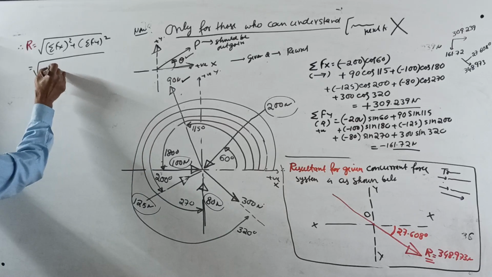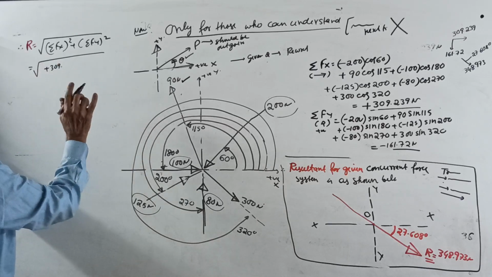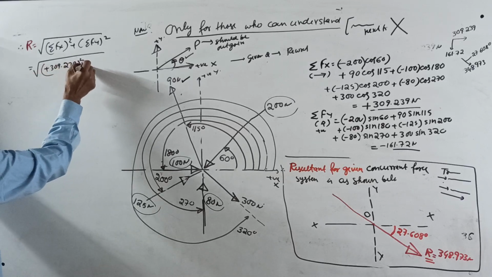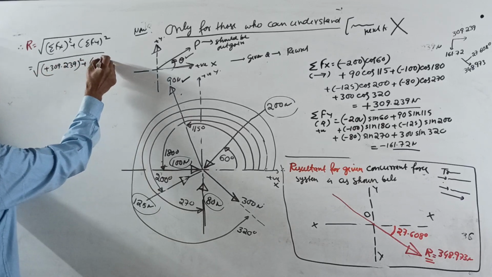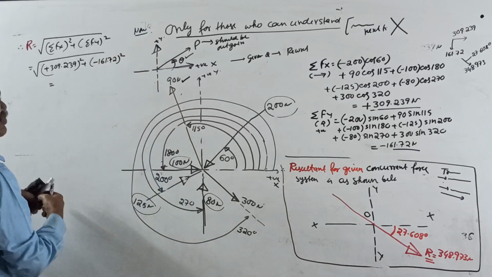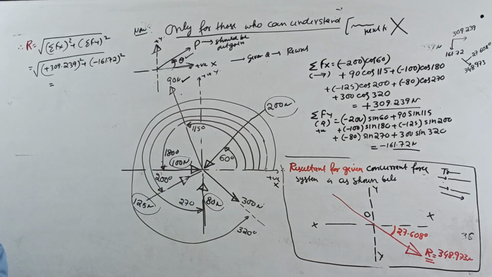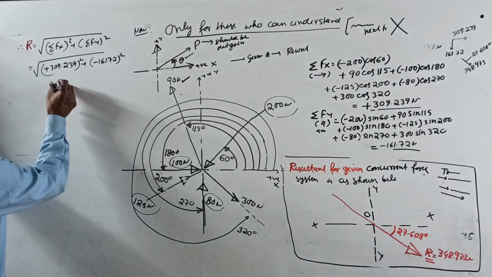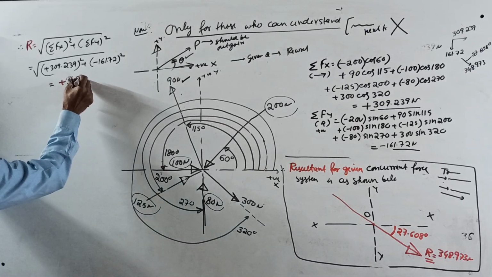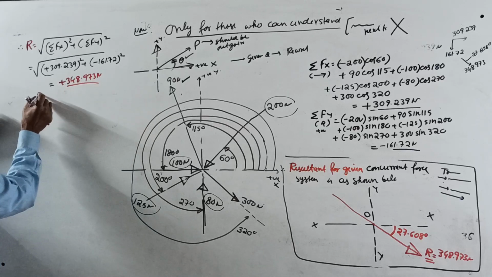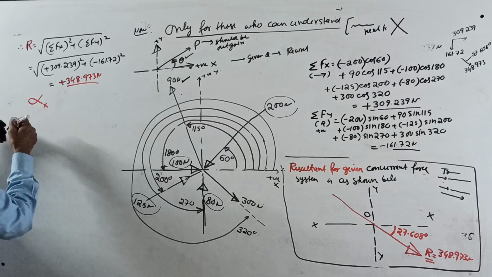Earlier we didn't put the sign: 309.239 squared plus, minus 161.72 squared, equal to, calculate, 348.973 Newton. And your angle alpha x, how do we get alpha x?